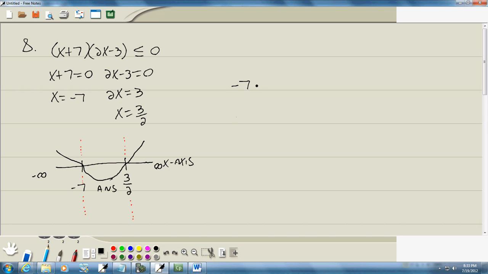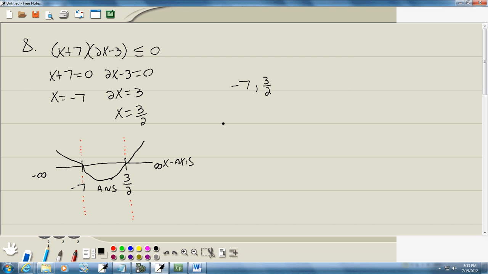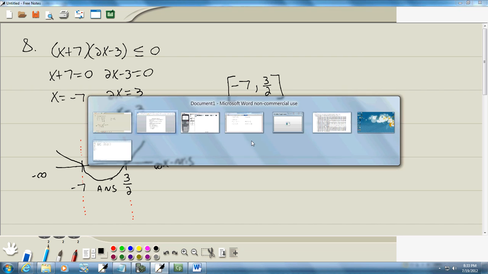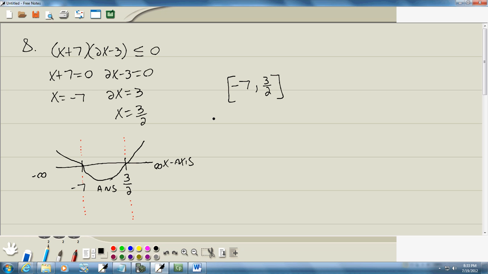So our answer will be from negative 7 to 3/2. Now we said if we have a less than or equal to, we use brackets. So we put brackets around it like that. Now I'm not sure if they want it in interval notation. Let's go look at the test and see. They don't. They want it in set builder.